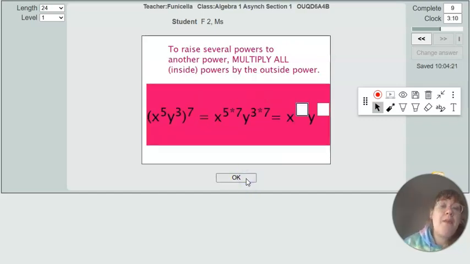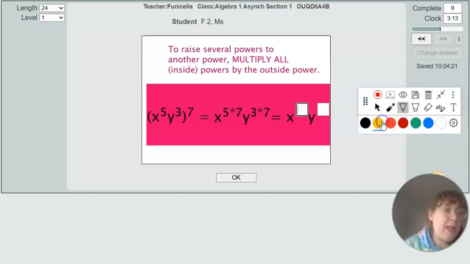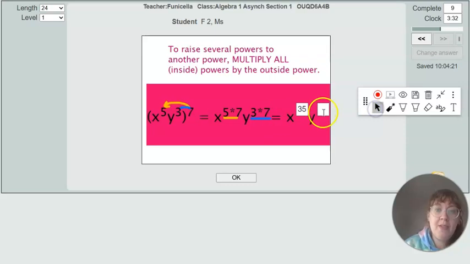To raise several powers to another power, multiply all inside powers by the outside power. So this 7 goes to the x to the fifth, 5 times 7, which gets us an x to the 35th. And then we also have this 7 going to the 3 of y cubed. And 3 times 7 is 21. So we have an x to the 35th times y to the 21st. So we distributed that 7 exponent on the outside by using our power to a power and multiplying them.